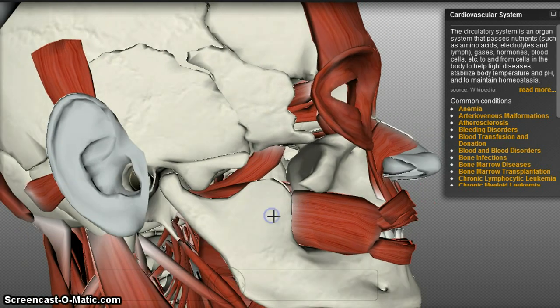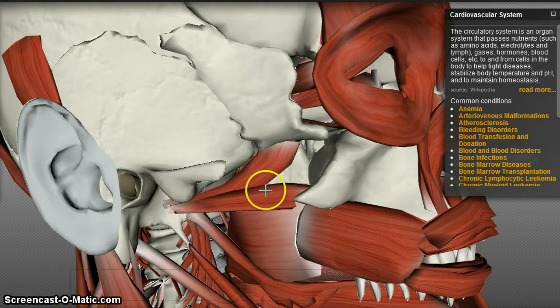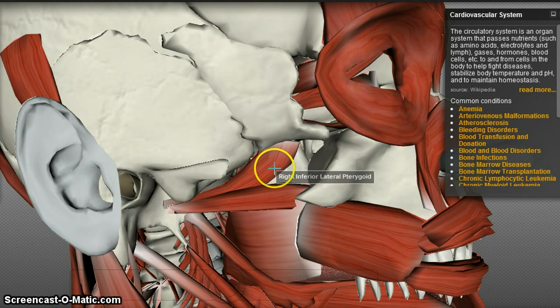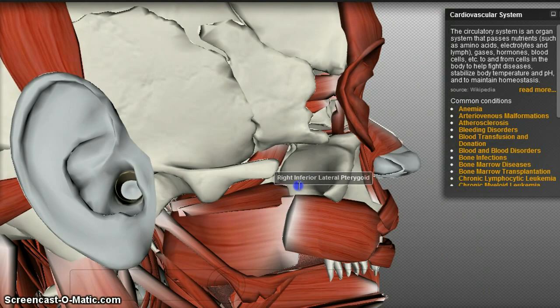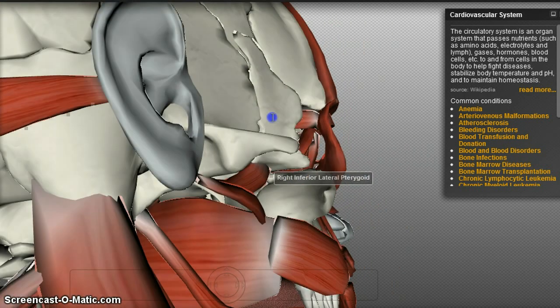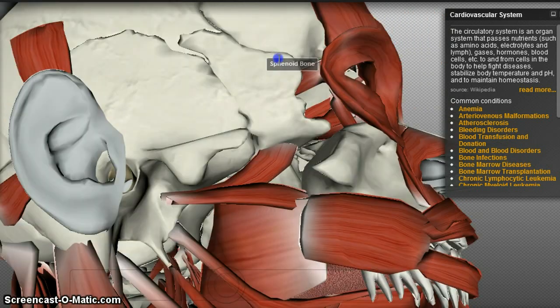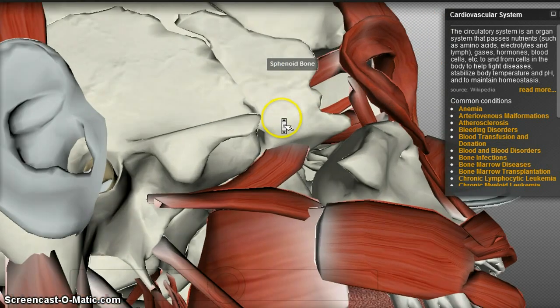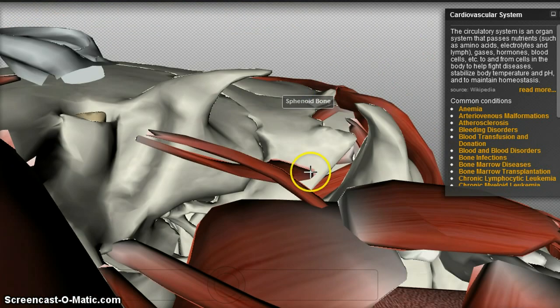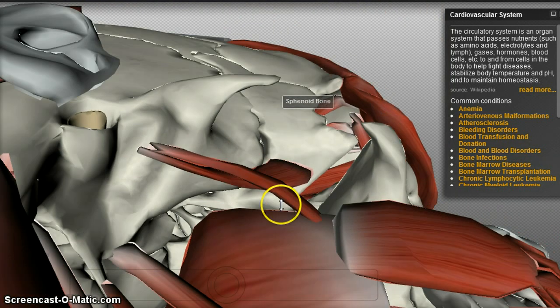I'll just find them here. If we dissect the mandible, you'll be able to see there. These two are the lateral pterygoid muscles. There's the superior and the inferior lateral pterygoid. The superior lateral pterygoid originates from the infratemporal surface of the greater wing of the sphenoid bone, which is this bone here. This is a cranial bone, and the infratemporal surface is just there. You can't see it perfectly on this, but that's the general area.